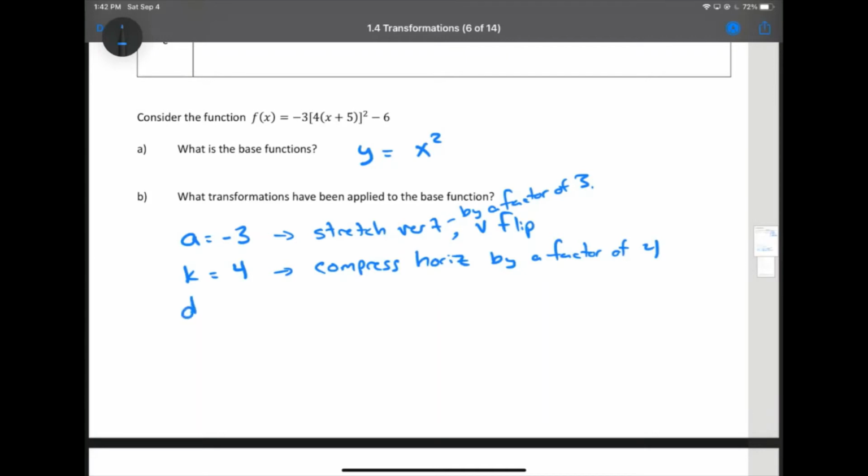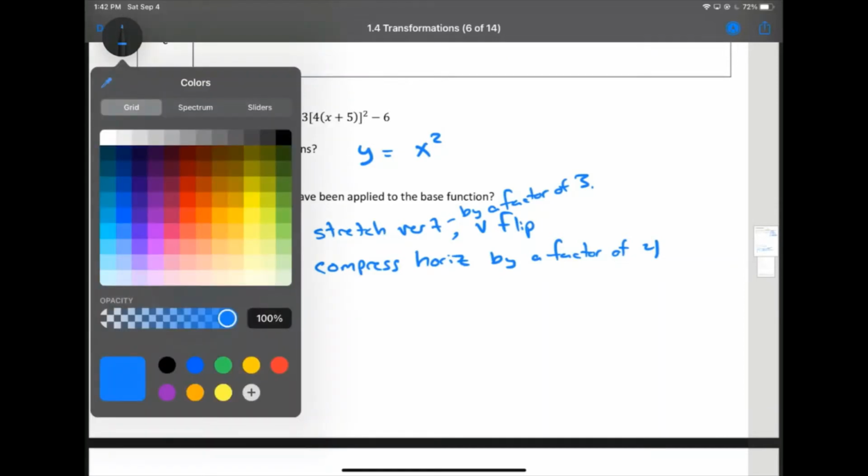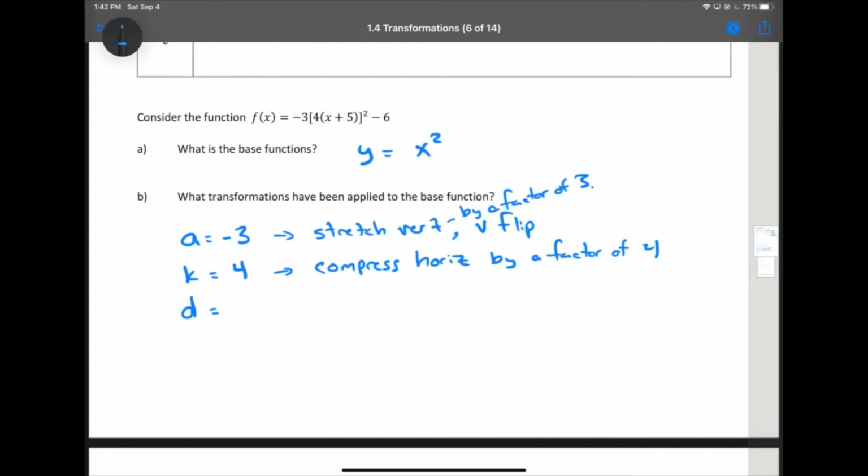Okay, the d in this case, this is the one that people tend to mess up. Here we have x plus 5. Because it's in the form of x minus d, d is actually -5. But again, x plus 5 will move to the left. So I'll just put down left 5.